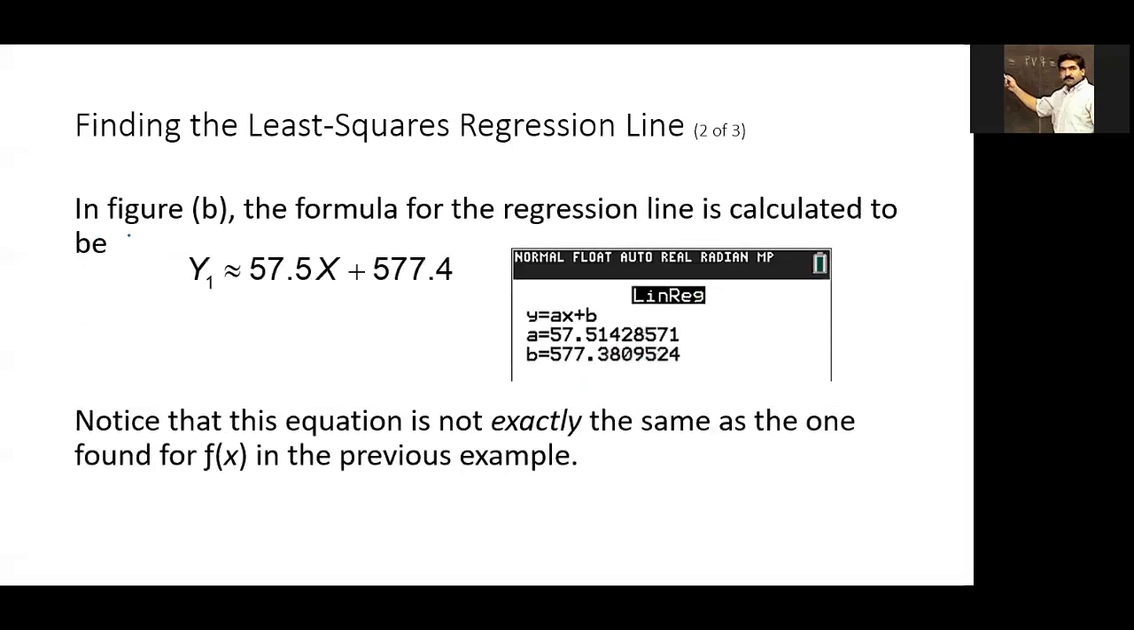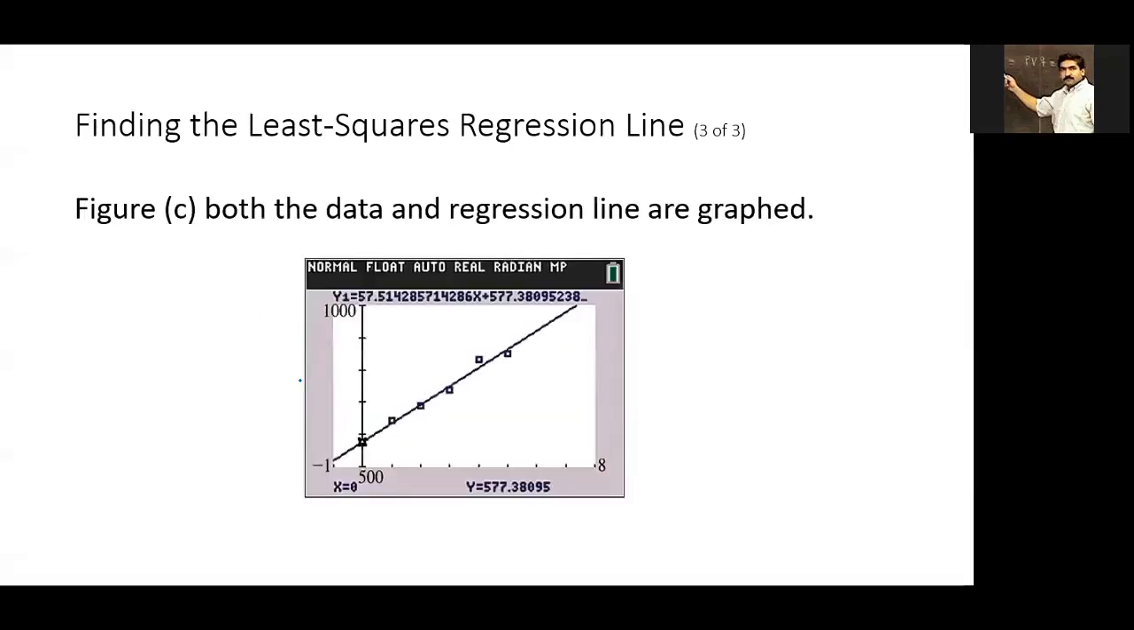And in figure B, the formula for the regression line is calculated by your calculator. As you can see, this would be your slope and this would be your y-intercept. Note that the equation is not exactly the same as the one found for f of x, but is pretty close. You can see the slope and y-intercept are very close to what we calculated. Both the line and the regression line are graphed, as you can see on your calculator.